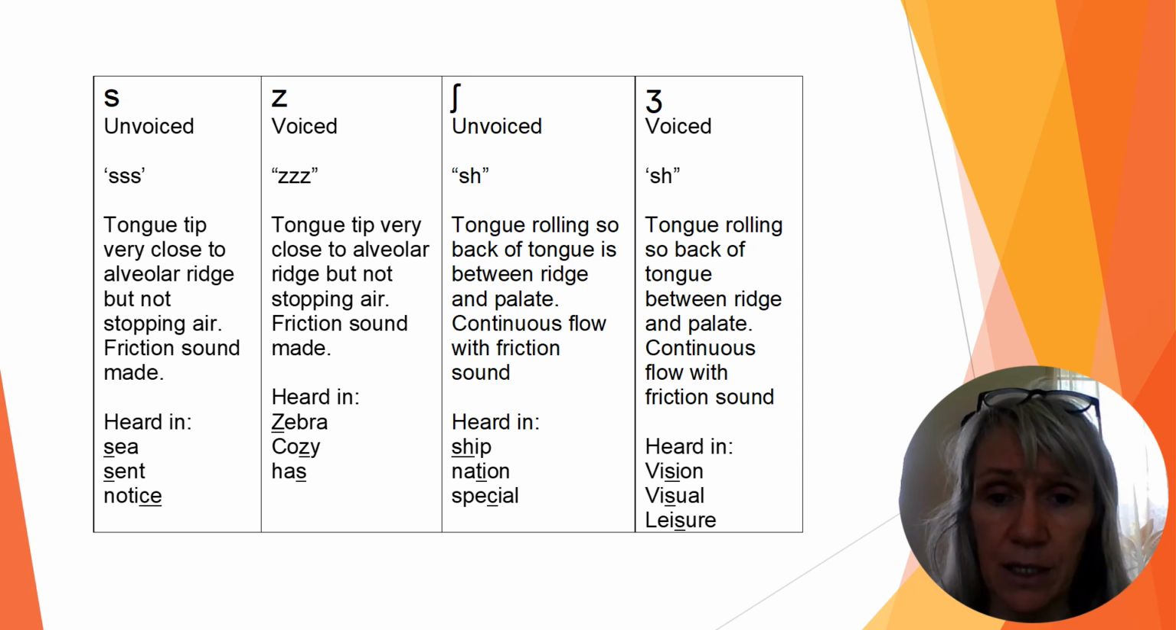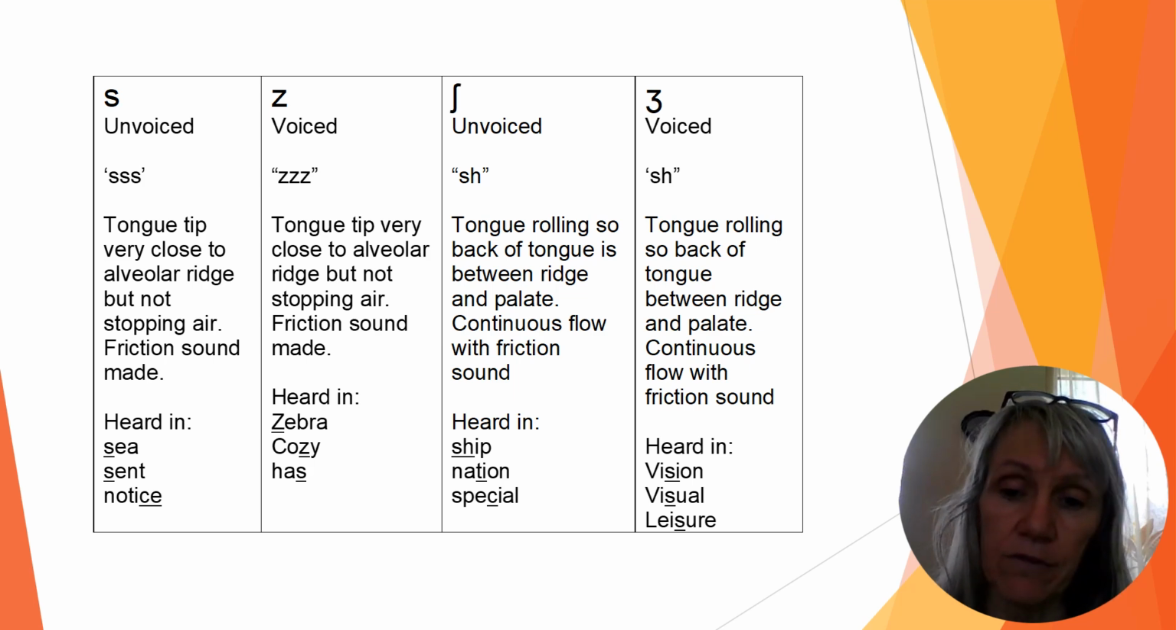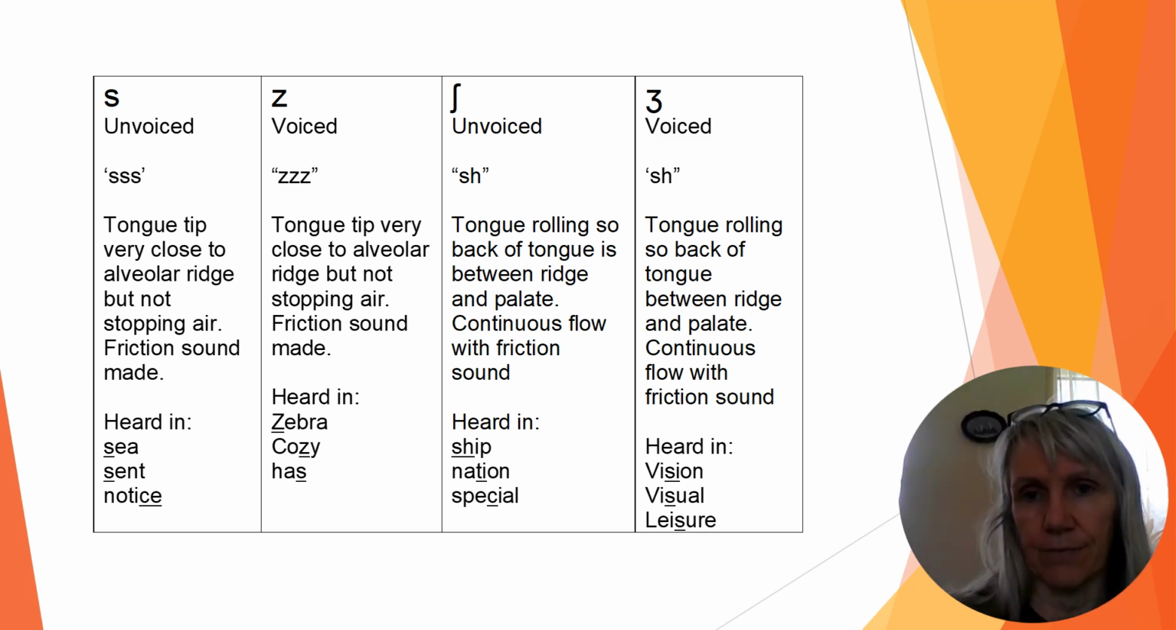Tongue rolling, so back of tongue between ridge and palate, continued flow with a friction sound. We're still hearing somewhat of a friction sound. But I want you to listen to vision. Vision as opposed to ship. See? The ship is a very short sound. This has almost like a continuous thing to it. Vision. Okay. Visual. And leisure. So we see an extension of that sound in the second with the funny looking cursive Z.